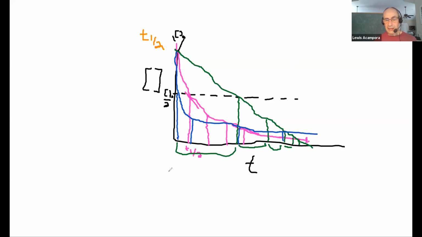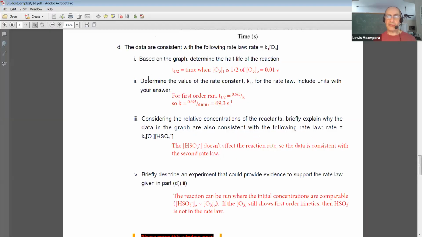So I hope that did a good job answering your question, but usually you'll see half-lives are most important with first-order reactions, and most of you are probably familiar with talking about the half-life for radioactivity. You'll hear about the half-life of carbon-14 or uranium-235, and these are always first-order kinetics.